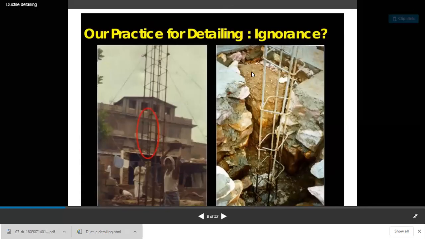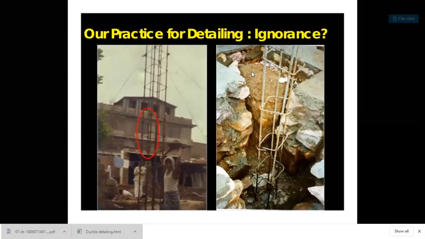You can see here, while planning and constructing the structure, some of the points with respect to the ignorance, our practice for detailing ignorance. In the first picture they have shown a vertical reinforcement, that is the steel reinforcement. If the steel used is corroded steel, then our structure will become a weaker structure.